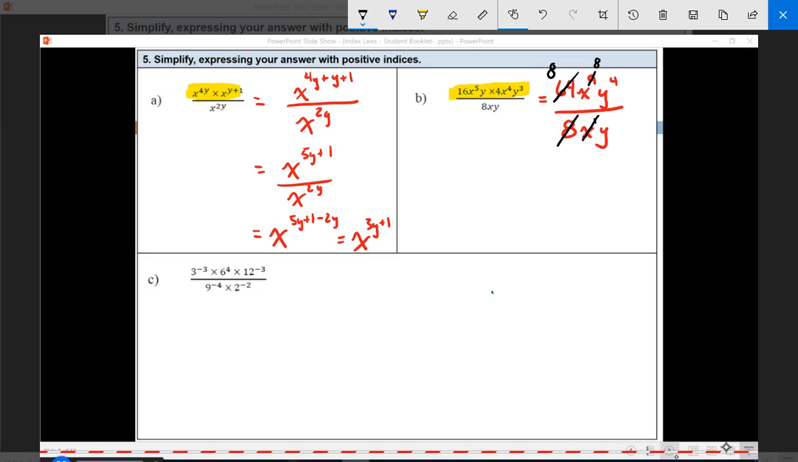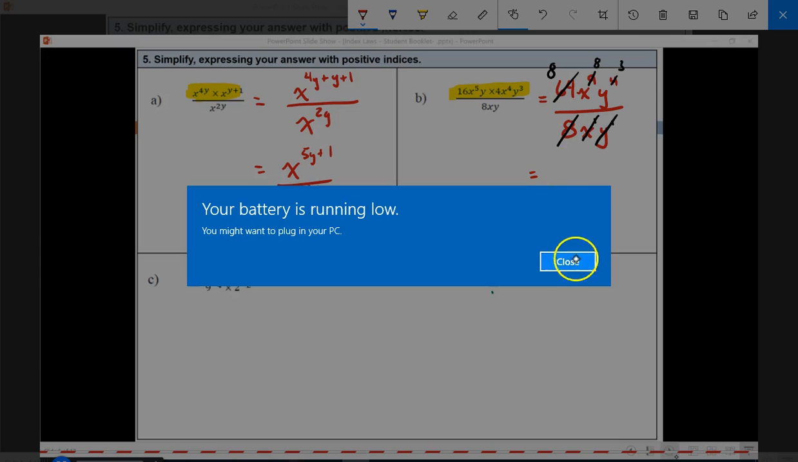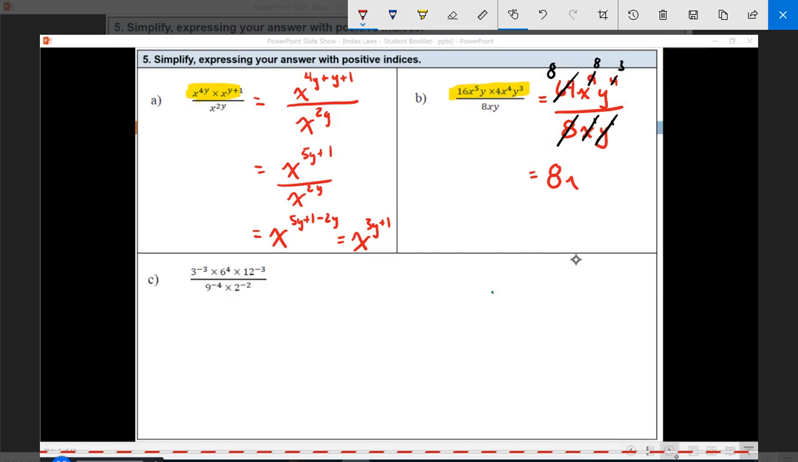It was 64. Okay. That y is y to the 1. I take the 1 from that, from the 3, and that becomes y to the 3. So this simplifies to 8, x to the 8, y to the 3.